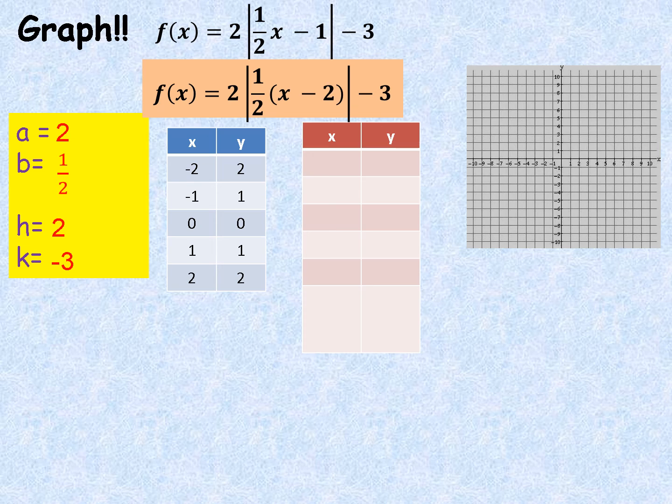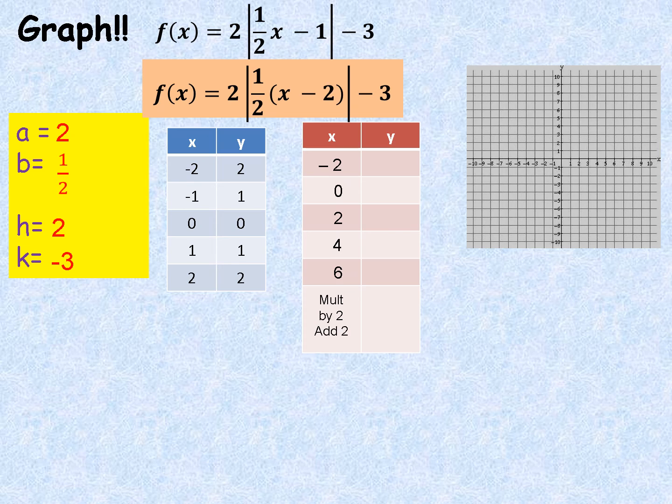But do I add and then multiply, or multiply then add? PEMDAS says I should multiply first. So I'm going to multiply by 2 and then add 2. So 2 times -2 is -4, plus 2 is -2. 2 times -1 is -2, plus 2 is 0. 2 times 0 is 0, plus 2 is 2. 2 times 1 is 2, plus 2 is 4. 2 times 2 is 4, plus 2 is 6.